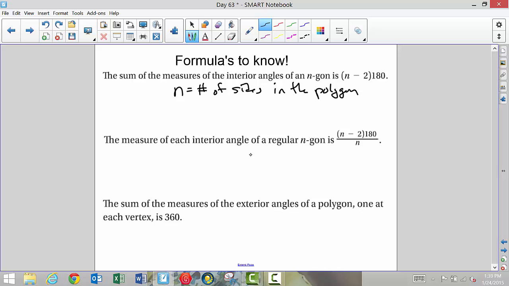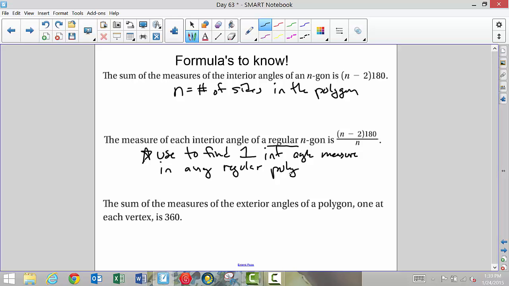If I want the measure of a single angle and it's regular, key here is regular, it's n minus 2 times 180 over n. So you're going to use this formula to find one interior angle measure in any regular polygon. And remember, a regular polygon has all equal sides and all equal angles.